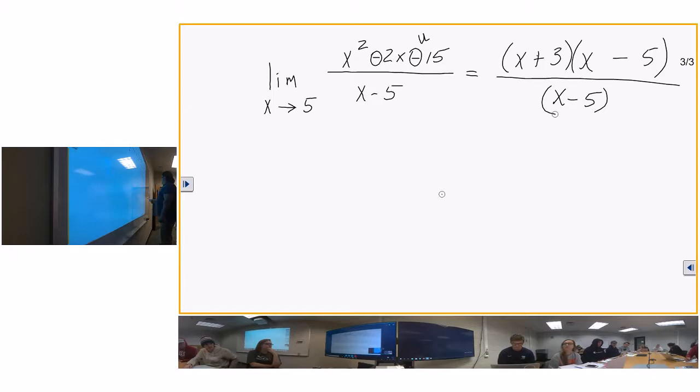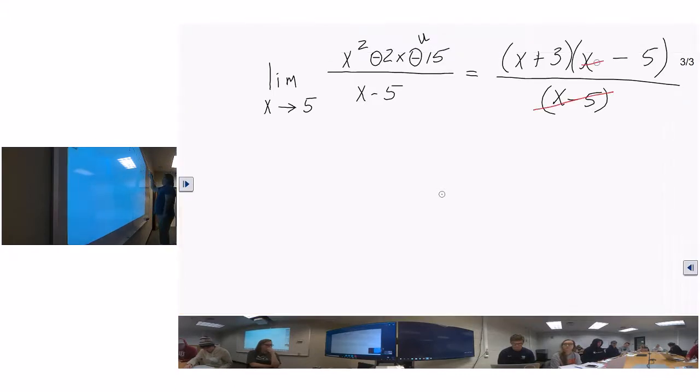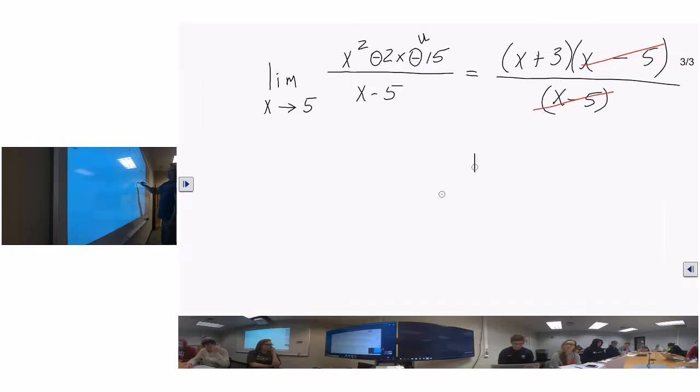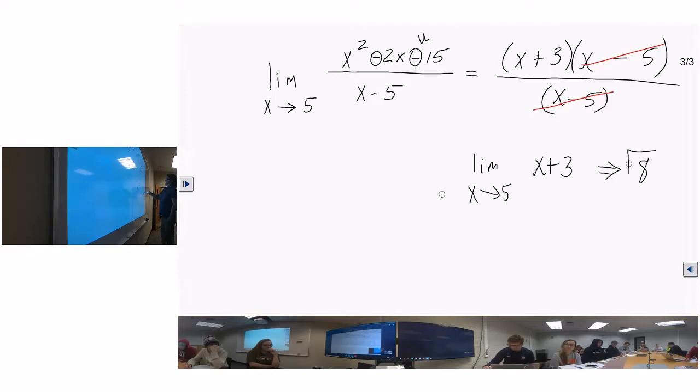And what happens to our x minus 5s? That leaves us with the limit as x approaches 5 of x plus 3. And again, I can't believe I've got the same answer that I got in the previous one. I'll never do that again. 8.